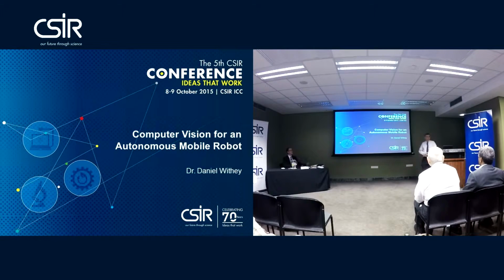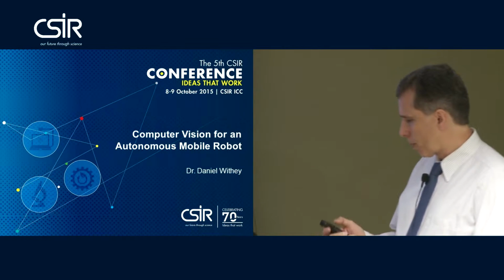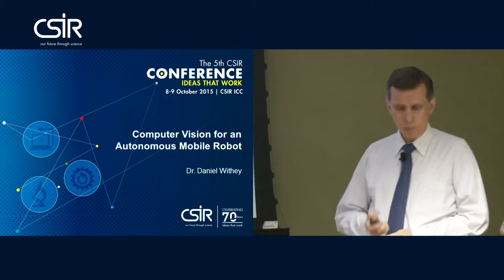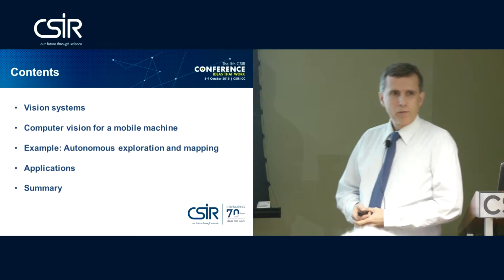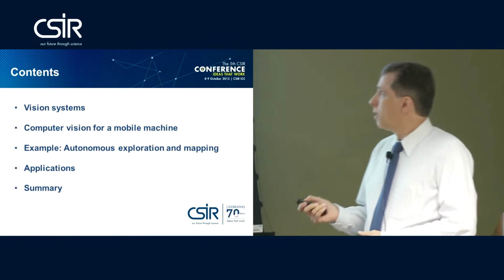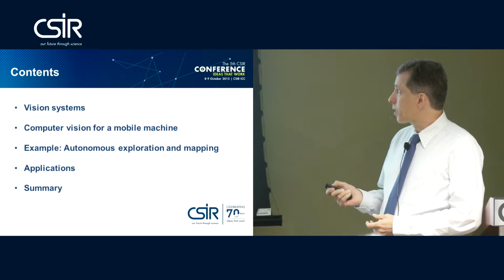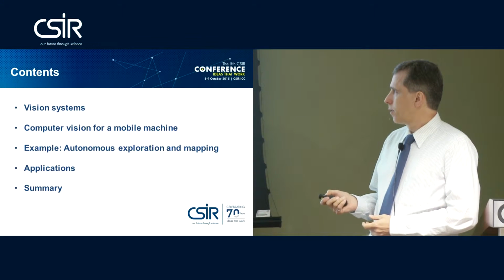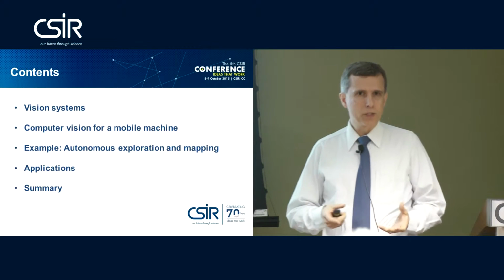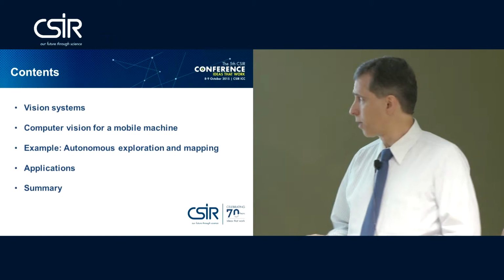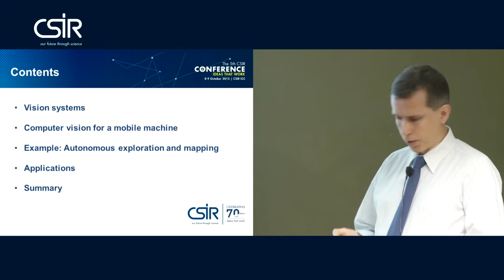This talk is about some of the work that the CSIR is doing in the area of computer vision, and particularly computer vision for an autonomous mobile robot. What I intend to do is first look at vision systems in general, then computer vision in the context of a mobile machine, then look at an example here of autonomous exploration and mapping. This is some of the work that's being done at the CSIR, and then some applications.